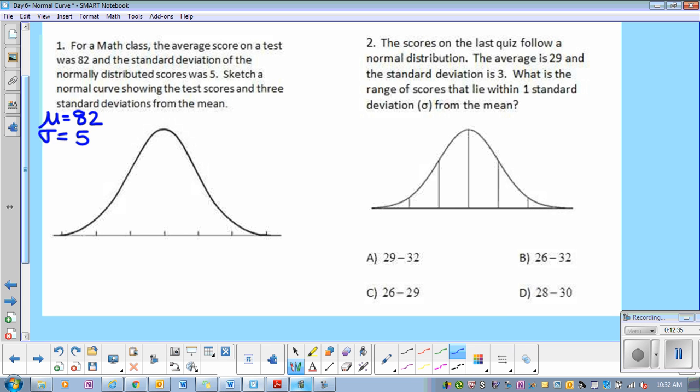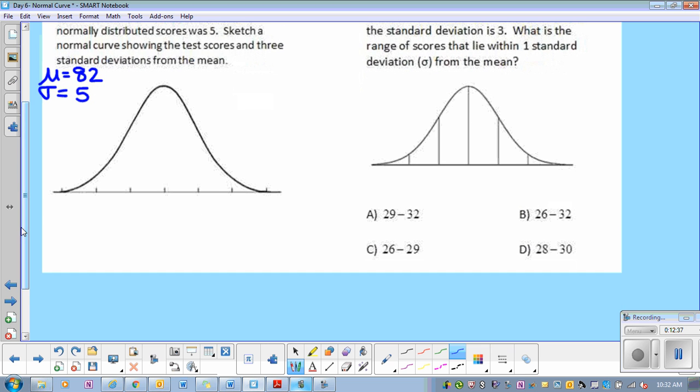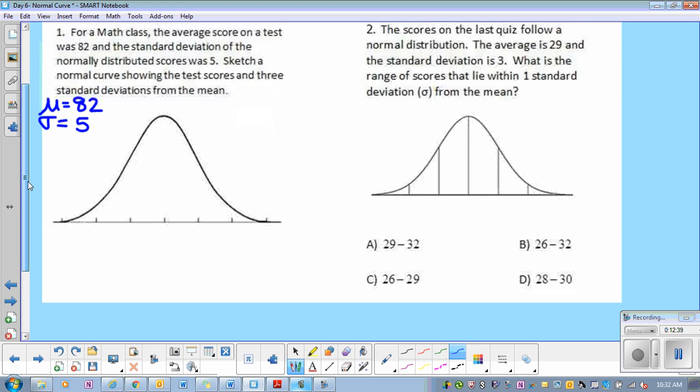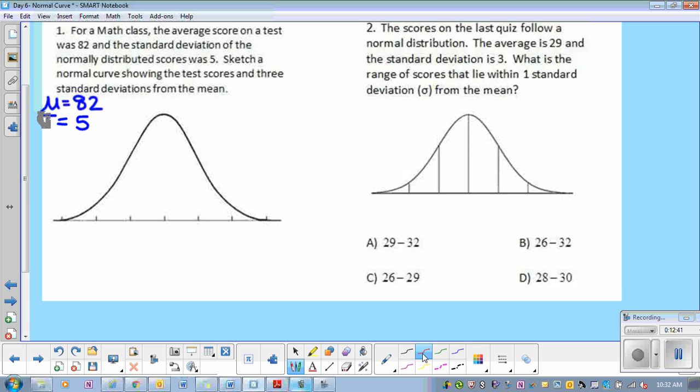All right, this is what it means, okay? So what we're doing is we took all this information, right? Now, right in the middle, that's where my mu, my average goes, 82.